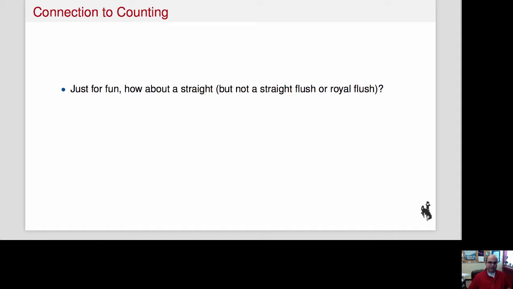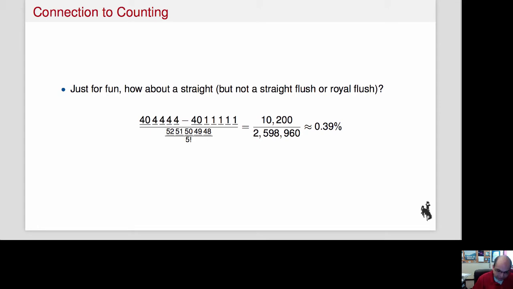How about a straight? Okay, so a straight means that I get like 3, 4, 5, 6, 7, right? But I don't want a straight flush, which means they're all of the same kind, or a royal flush, which means that they're actually ace, king, queen, and so on. Okay, so let's see. I'm actually going to do this differently than some of the other ones. I'm using the sum principle here.